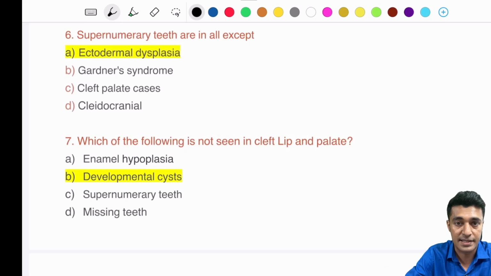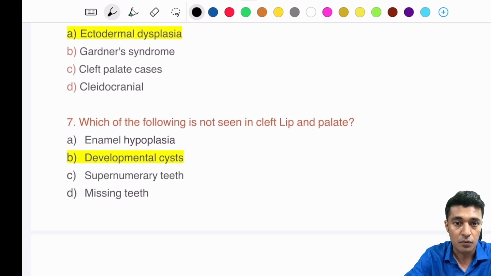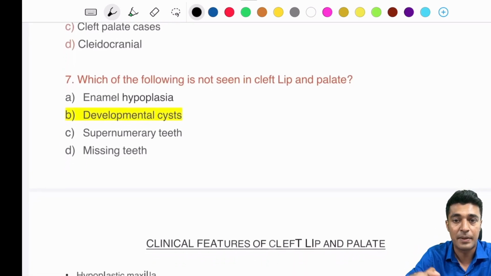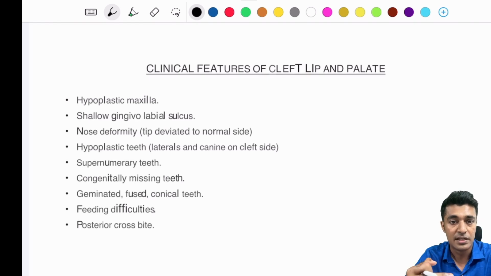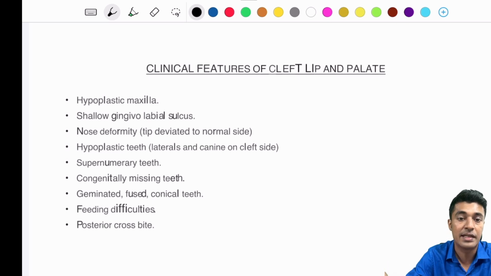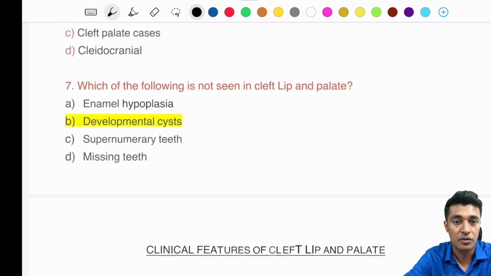Supernumerary teeth are seen in all except what? Supernumerary teeth are seen in Gardner's syndrome, cleft palate, and cleidocranial dysplasia, but not in ectodermal dysplasia. Learn that. Which of the following is not seen in cleft lip and palate? Cleft lip and cleft palate is characterized by features like hypoplastic maxilla, shallow gingivolabial sulcus, nose deformity, supernumerary teeth, congenitally missing teeth, feeding difficulties, posterior crossbite, etc. The only thing that is missing is the developmental cyst, so that is the answer.